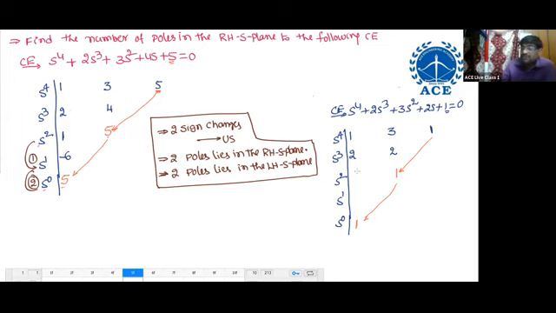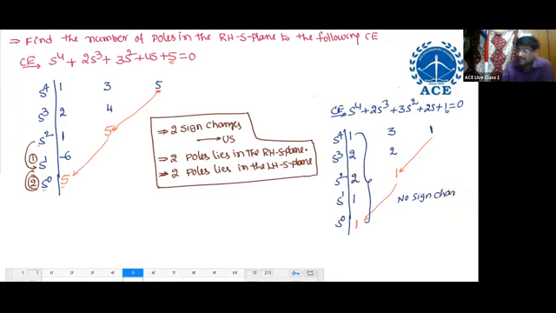Next, S square coefficient: 6 minus 2 means 4. 4 by 2 means 2. Next, 4 minus 2: 2 into 2, 4. 4 minus 2, 2. 2 by 2, 1. So, no sign change.